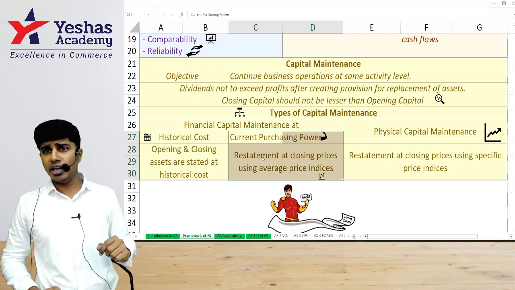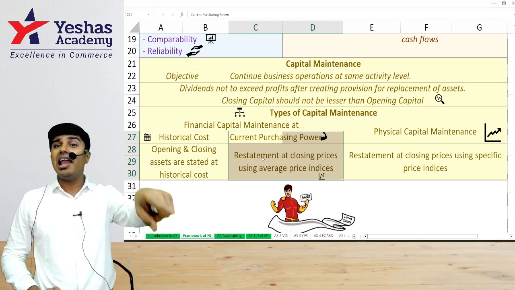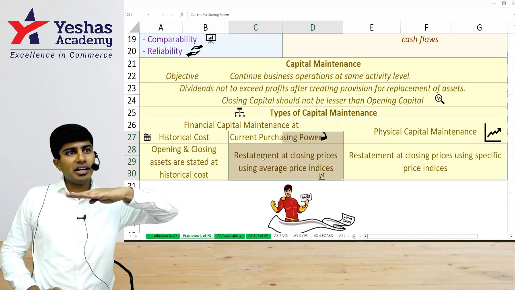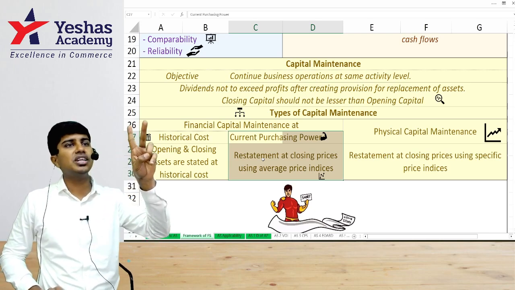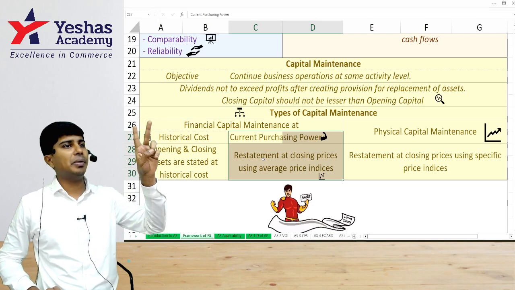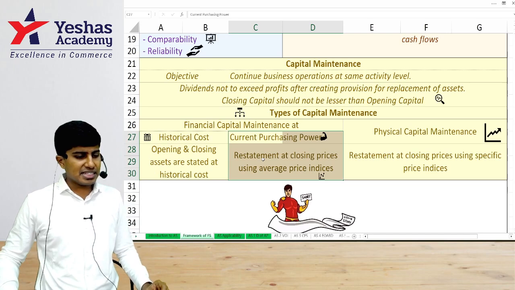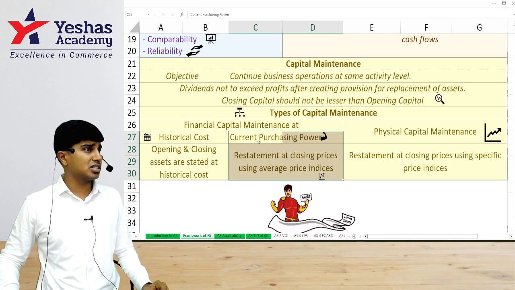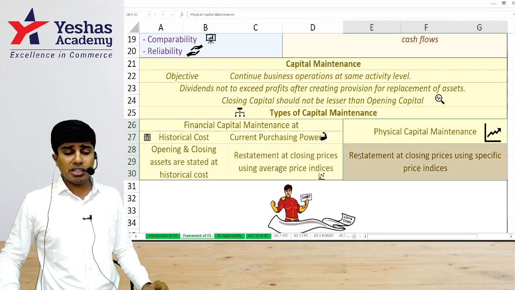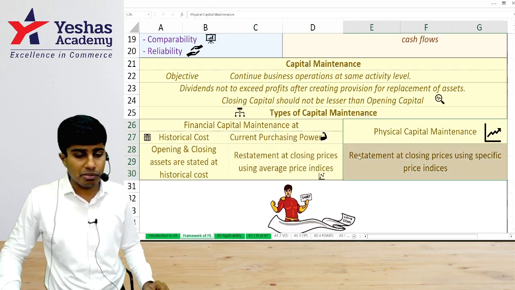What if at the end of the year, the capital that is there is only 1 lakh 18,000? Capital to be maintained is 1 lakh 20,000. I have 2,000 deficiency in my capital. My capital is less by 2,000. We call it negative retained earnings. This is the second method which is called current purchasing power. Then we have the last method called physical capital maintenance.